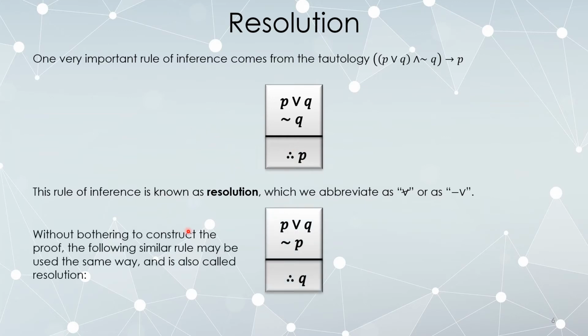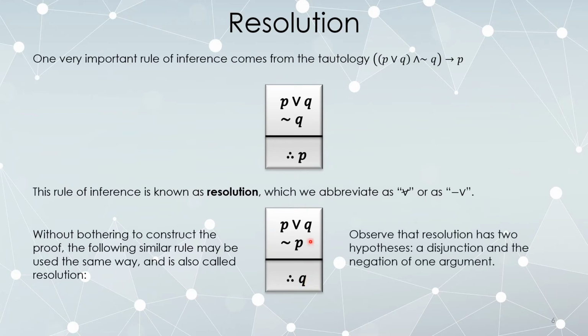Without bothering to construct the proof, you can do something very similar. Rather than having a disjunction and a negation of the right argument, from which you extract the left one must be true, if you have a disjunction and a negation of the left argument, you conclude that the right one must be true. Either way you refer to this as resolution, there are two givens, so you better refer to two lines. One of them has to be a disjunction, and the other has to be a negation of one of its arguments. What you conclude is therefore the other argument must be true.